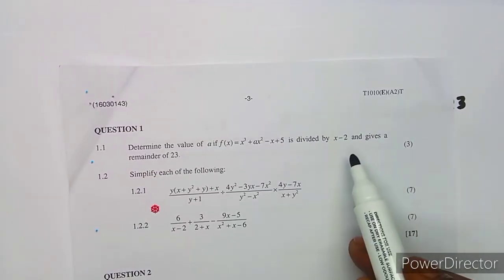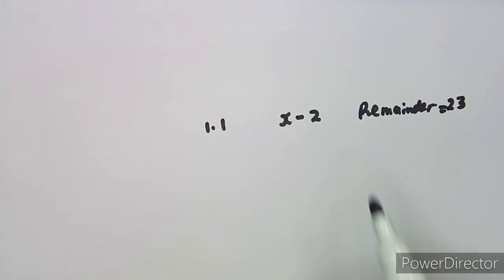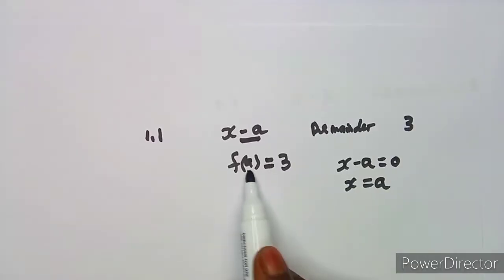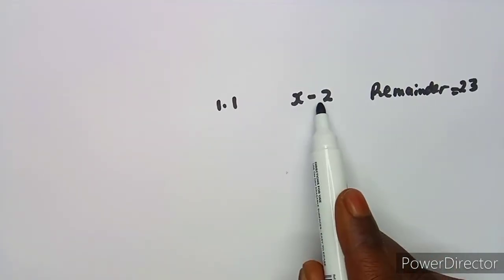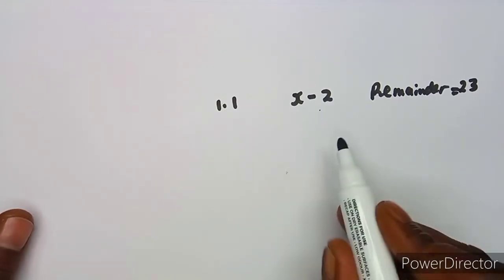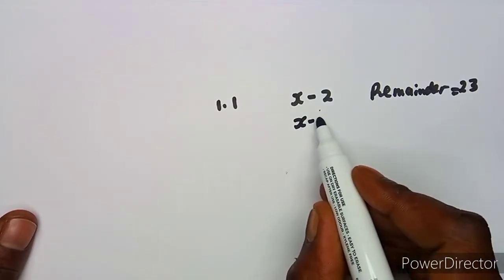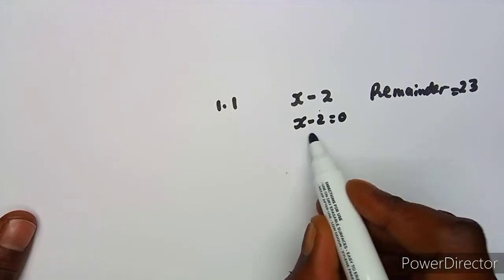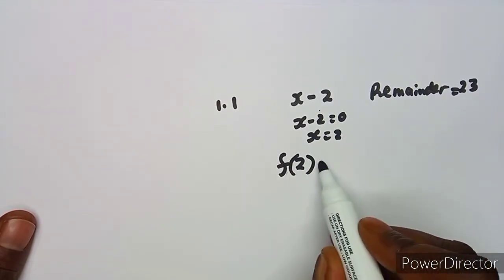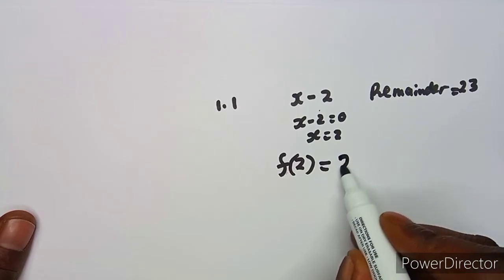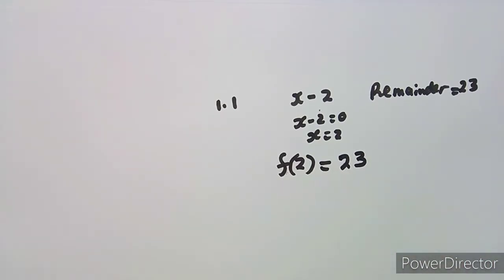So what does that mean? We said if we are dividing by x minus a, then f of a should give us the remainder. So in this case, f of a means we are talking of 2, because we are going to say x minus 2 is equal to 0, so x is equal to 2. So it means f of 2 is going to give us the remainder of 23.